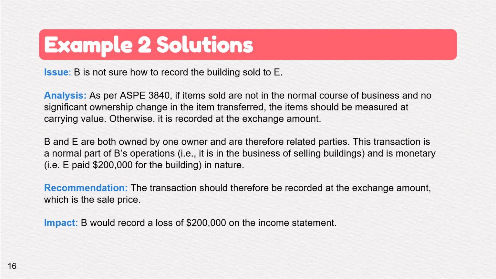Both B and E are owned by one owner, therefore they're related parties. This transaction is a normal part of B's operation because B sells buildings for a living, and is monetary because it's getting paid $200,000. As a result, this transaction should be recorded at the exchange amount, which is the sale price. B would record the loss on its income statement.